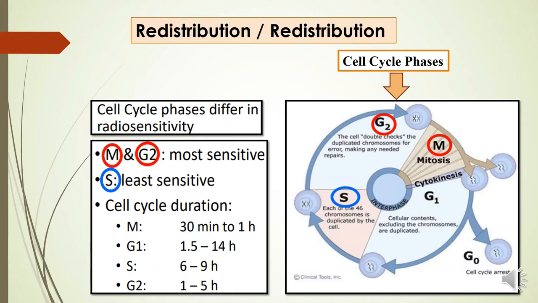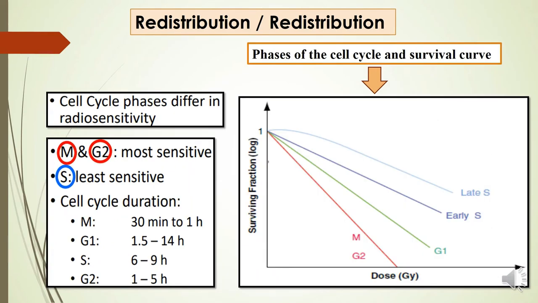And the cell cycle duration in M phase is from 30 minutes to 1 hour, and in G1 from 1.5 to 40 hours, and in S 6 to 9 hours, and in G2 from 1 to 5 hours. We can see this graph, a graph of the phase of the cell cycle and the survival curve, between those in gray and the surviving fraction. And you have many phases: S and G1 and G2 and M.